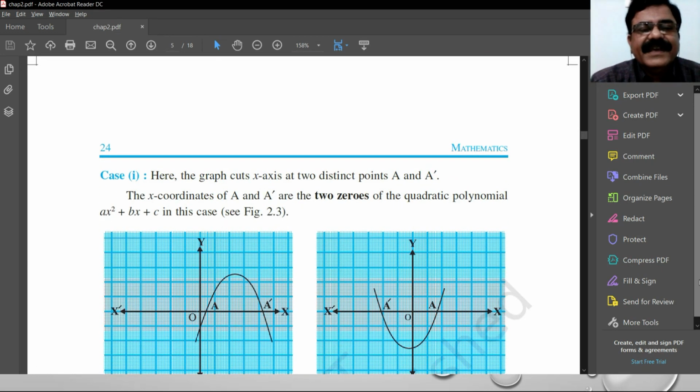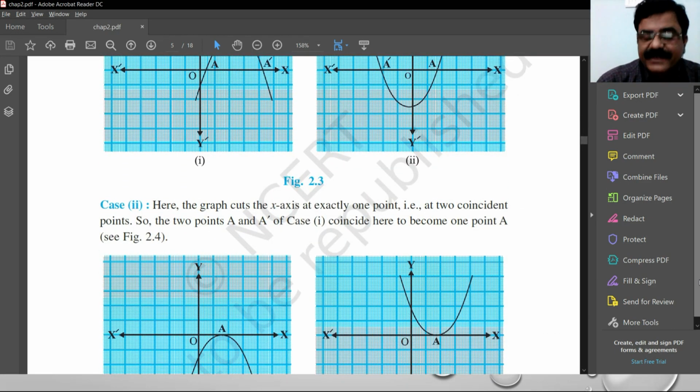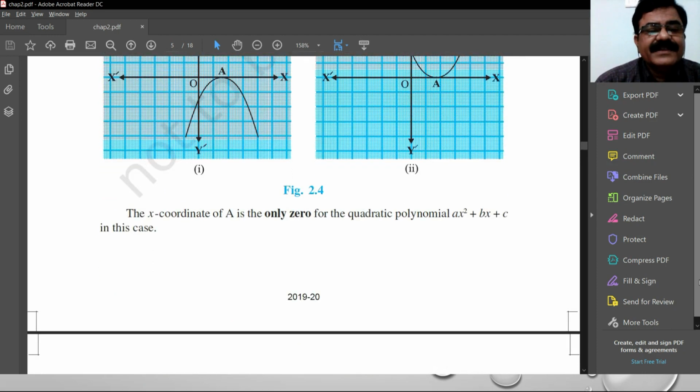Here the graph cuts the x-axis in the first case at two distinct points A and A dash. The coordinates of A and A dash are the two zeros of the quadratic polynomial ax square plus bx plus c. Now you see the second case. Here the graph cuts the x-axis at exactly one point, that is, at two coincident points. So the two points A and A dash of case 1 coincide here to become one point A. The x coordinate of A is the only zero of the quadratic polynomial ax square plus bx plus c in this case.